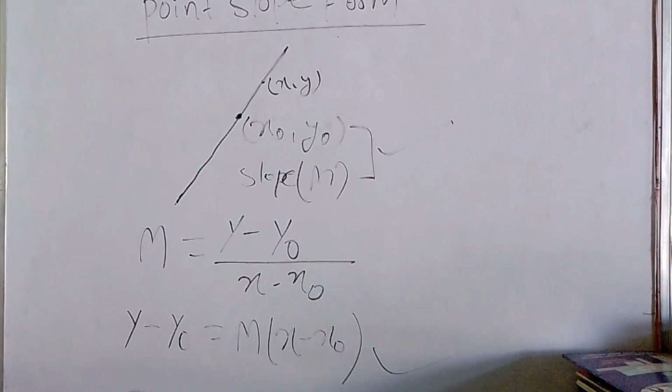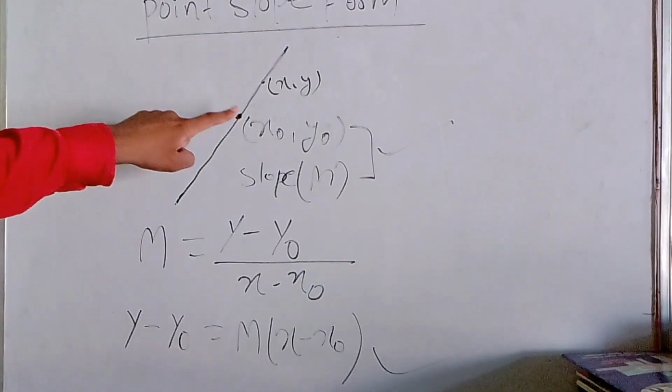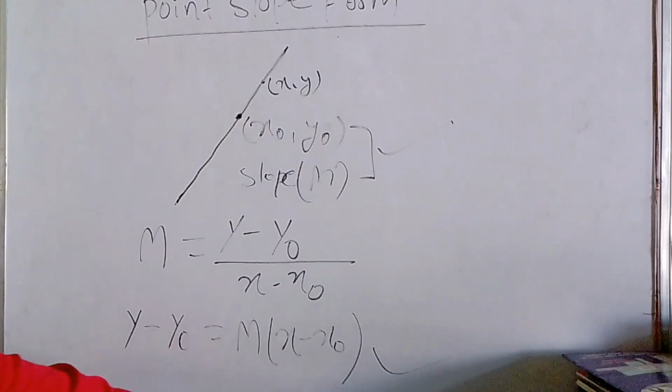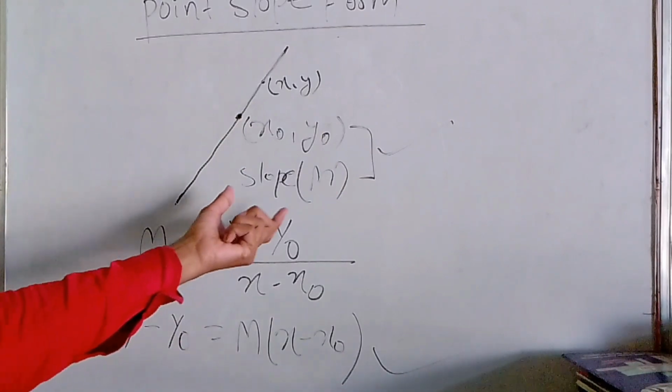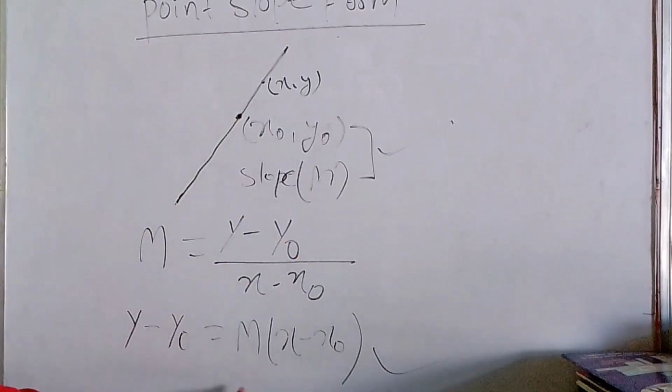What inputs does it take? It takes the known point, (x naught, y naught), so x naught goes here and y naught goes here. The second thing it needs is the slope. Given the slope, the equation will be ready. So note this down.